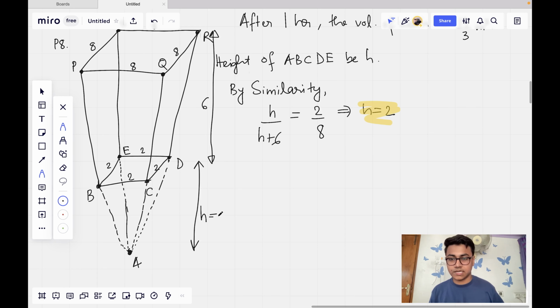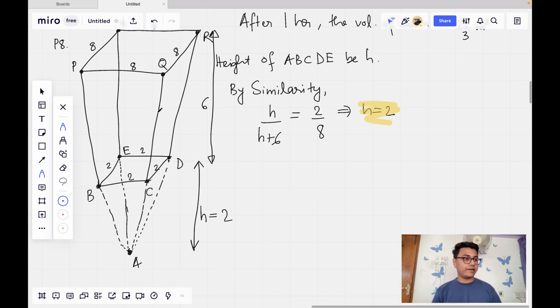Okay, we have this height. This is H equal to 2. So you can very easily see that this is kind of like an equilateral pyramid. I don't know if equilateral pyramid is the right word for it, but the pyramid with base 2 has height 2. The pyramid with base 8 has height 6 plus 2, 8.